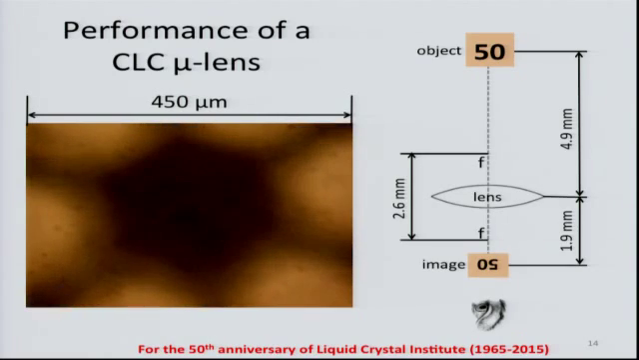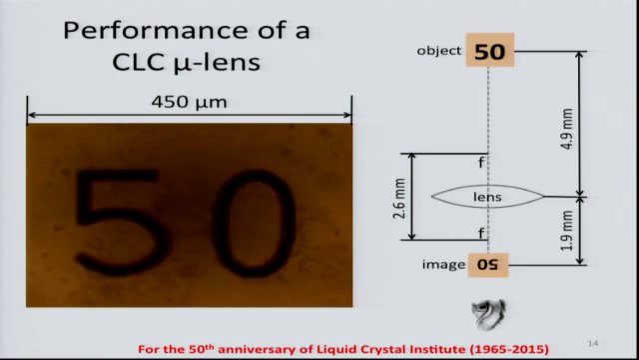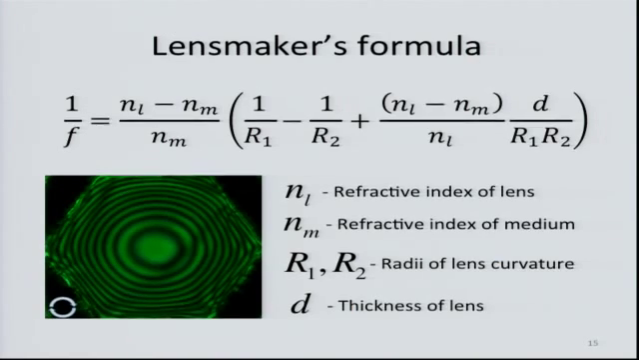The focal length of this microlens can be easily determined by measuring the object distance and the image distance. And we can also obtain the focal distance from the curvature profile, from this intensity map. We can calculate R1 and R2, which are the radii of curvature. And then we know all of the refractive indices, and we know the thickness, and we also get this focal distance. And we see that both methods are in very good agreement.